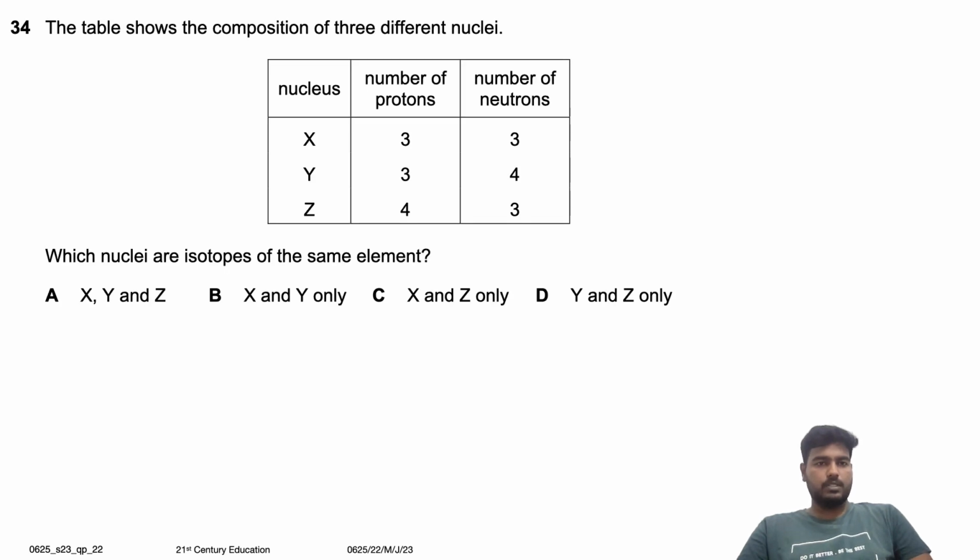The table shows the composition of three different nuclei. Which nuclei are isotopes of the same element? So what is an isotope? Same number of protons but different number of neutrons. Which has the same number of protons and a different number of neutrons? X and Y only.